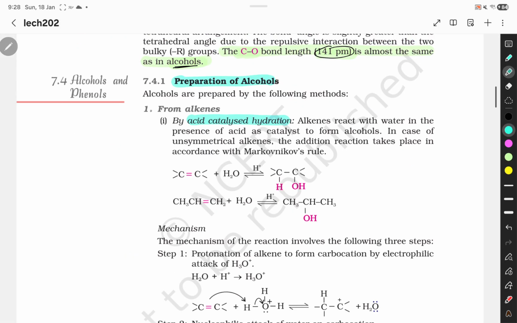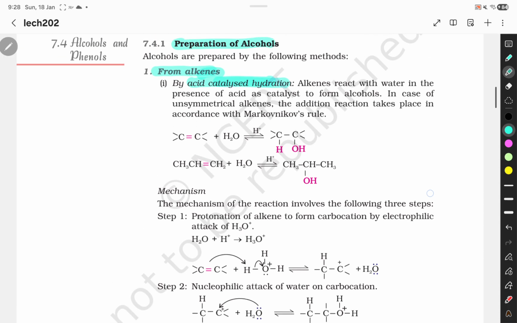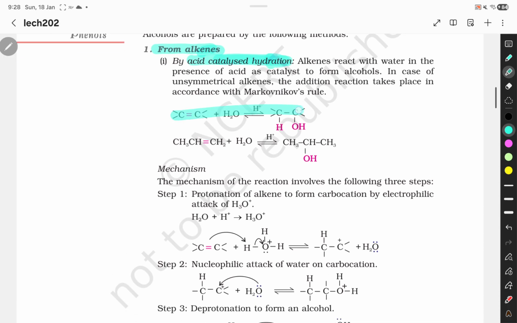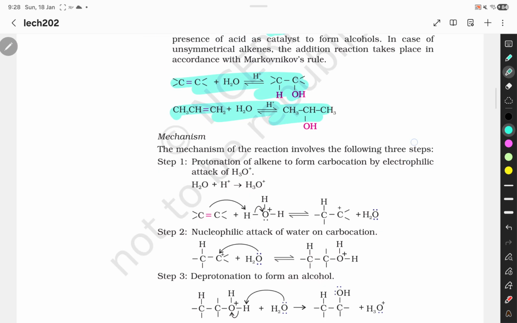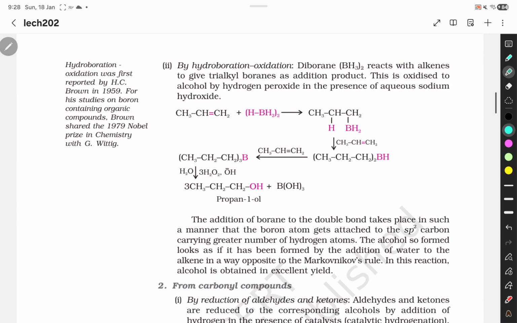Now preparation of alcohol, I'll just be summarizing. From alkenes you can prepare by acid catalyzed hydration, and everybody knows these two mechanisms. It's the easiest mechanism of NCERT. Then you have the diborane reaction, the diborane wala reaction, that is also very common. But just remember, this mechanism that they've given in NCERT is different from what our teacher teaches in the class, but basically they will ask this only.